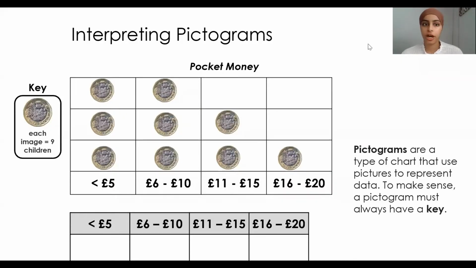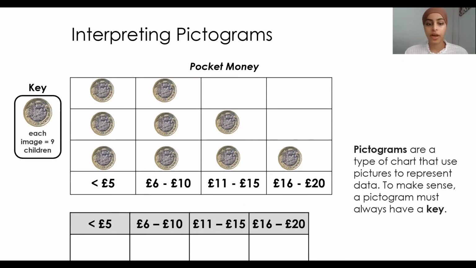For our first type of chart, we have a pictogram. Pictograms are a type of chart that use pictures to represent the data. And to make sense, a pictogram must always have a key. So this pictogram is labelled pocket money, and our key says that the £1 coin image does not represent one, it represents 9 children. So we've got 4 amounts: £5 or less, 6 to £10, 11 to £15, and 16 to £20. And then we've got coins that represent the children that might earn that amount.